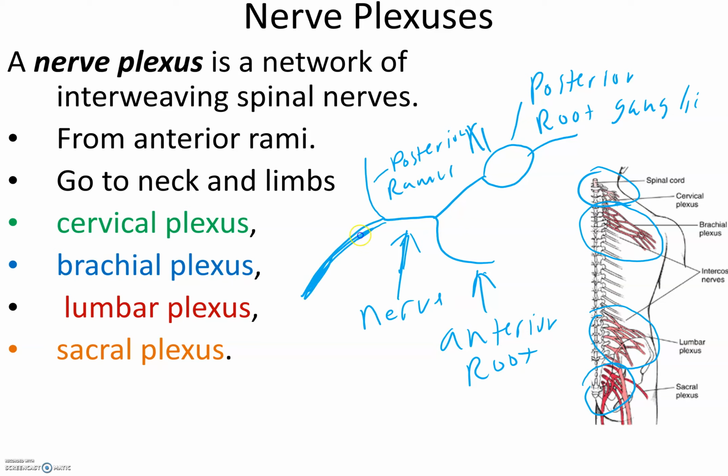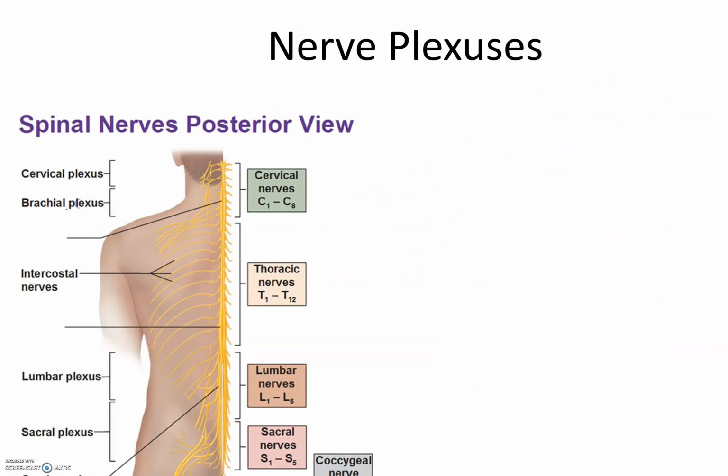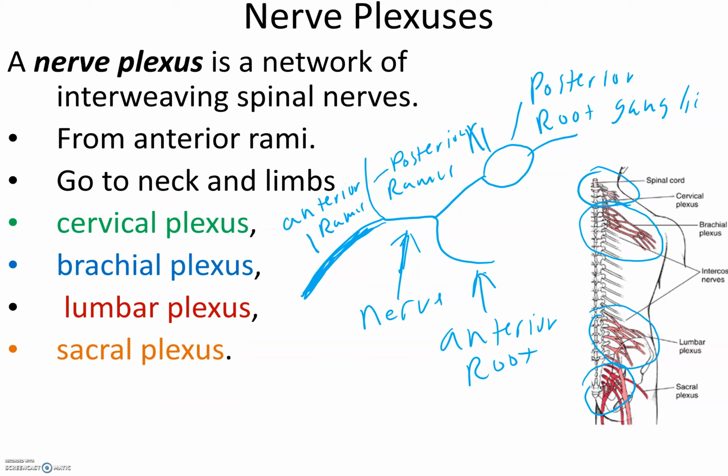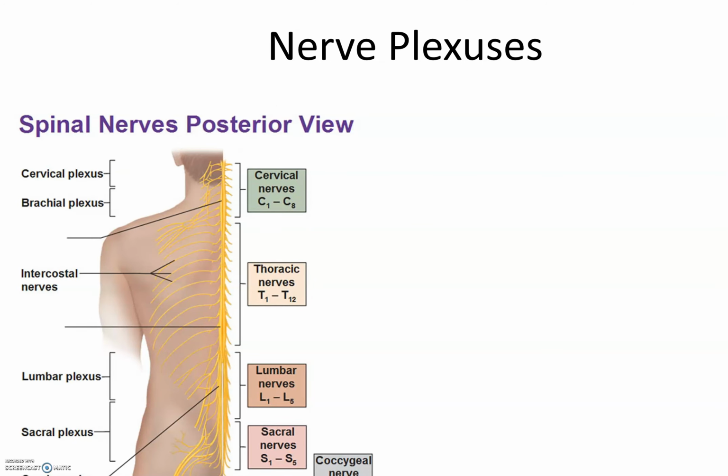So let's make it bigger. Cervical plexus is going to go to the neck, and it actually hooks up with the hypoglossal nerve. The brachial plexus, as the name implies, is in the arm, and the lumbar and sacral plexus go to the legs. You need to know which nerve is in which plexus and where they go.